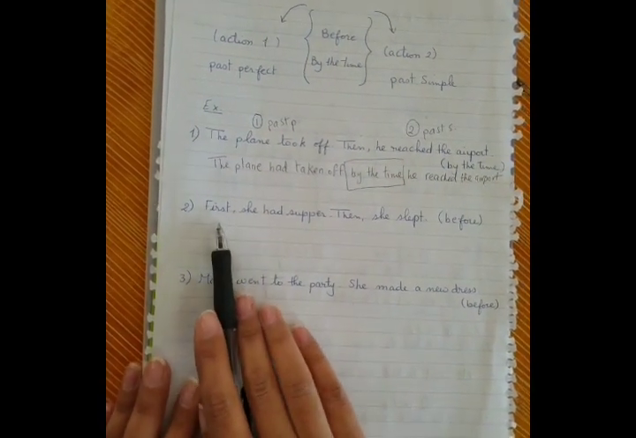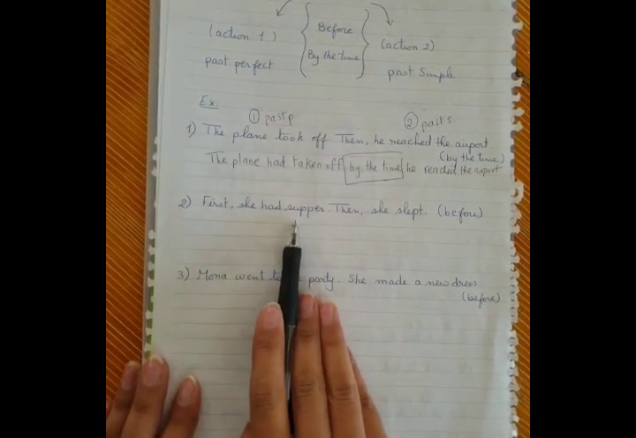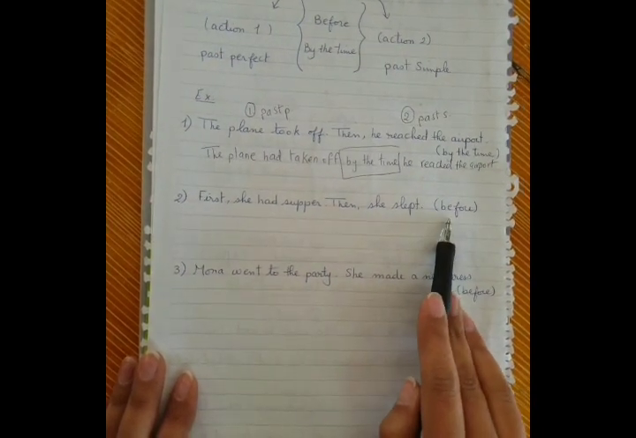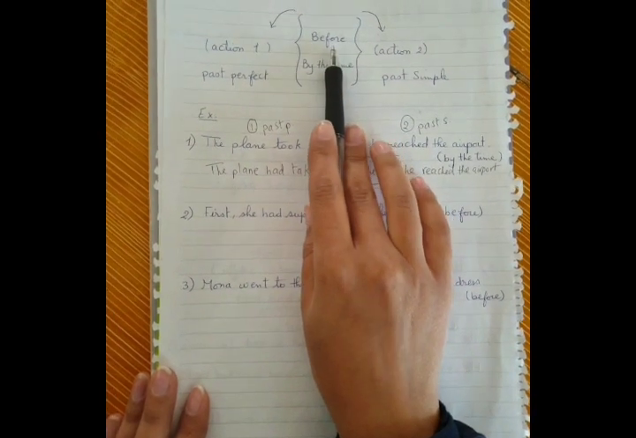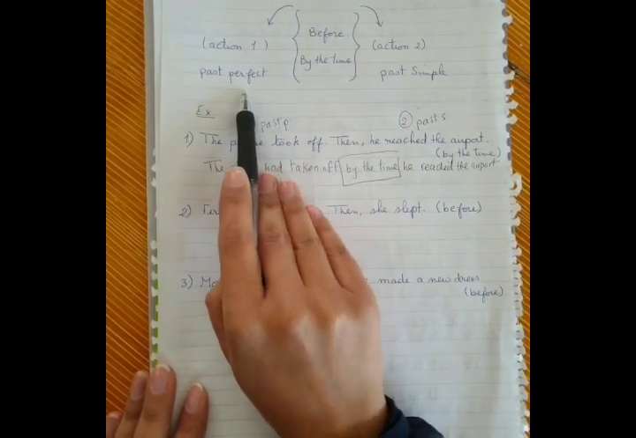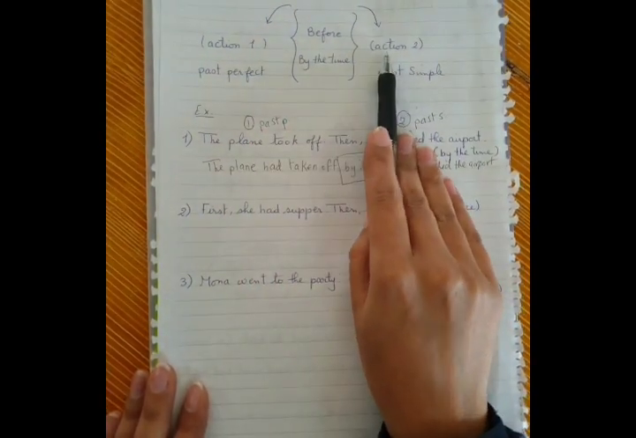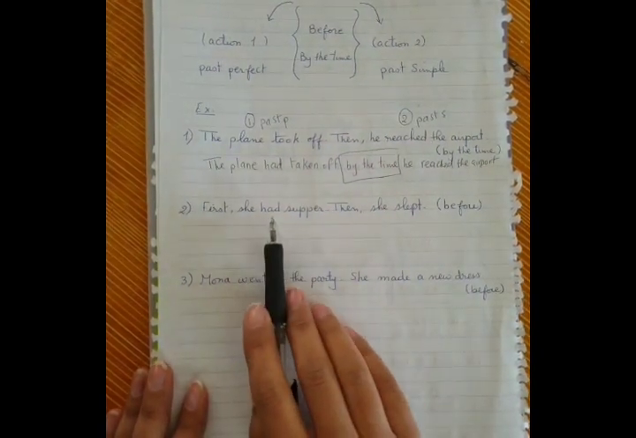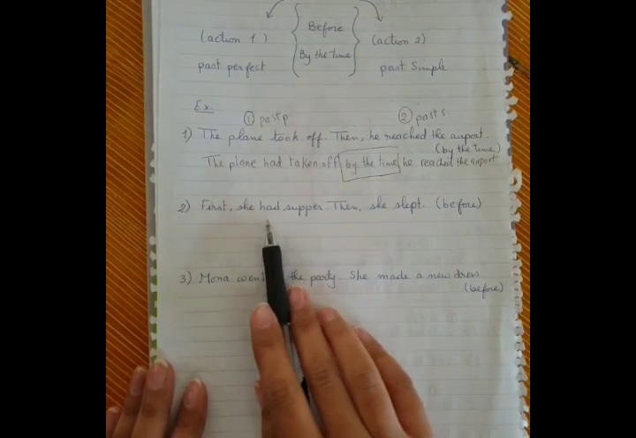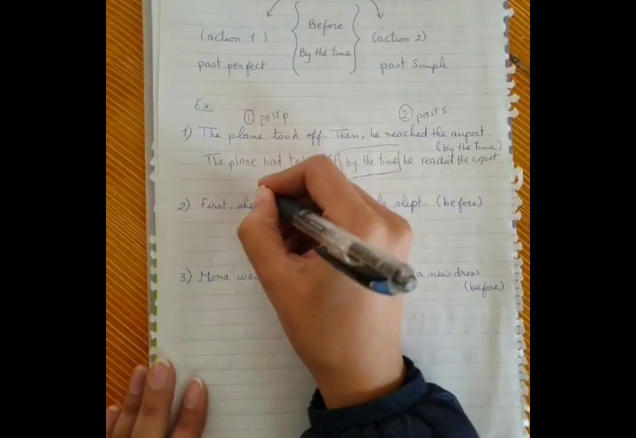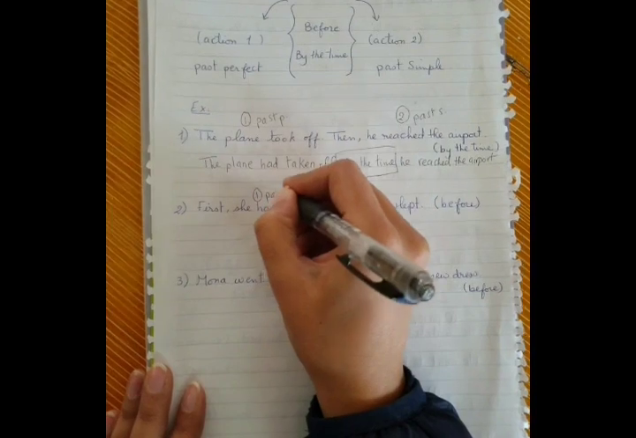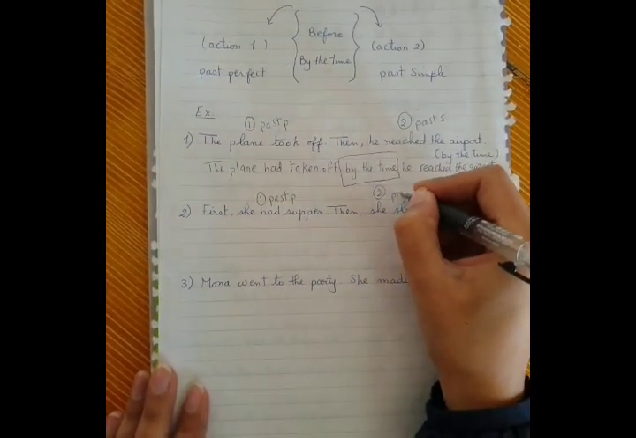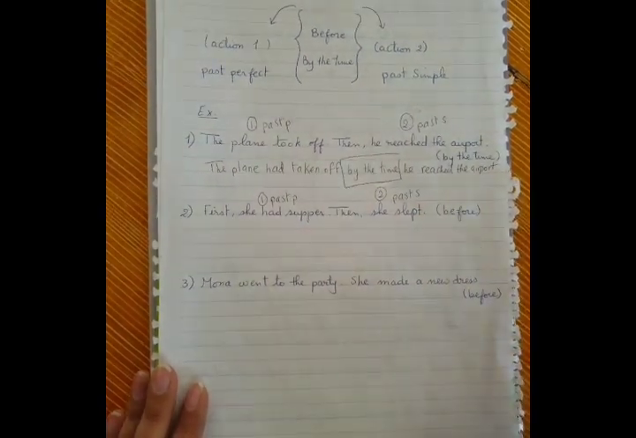Example number 2. First, she had supper. Then she slept. Put before. The rule says what? Action 1 in the past perfect, before, then action 2 in the past simple. Where's action 1? She had supper or she slept? Of course, she had supper. This is 1 in the past perfect. This is 2 in the past simple.